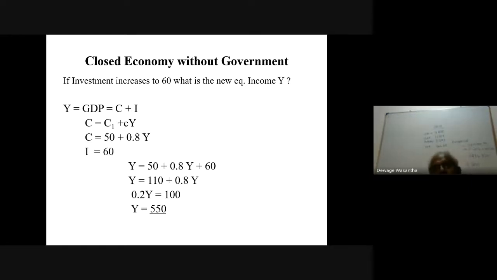What is the new equilibrium income? Earlier investment was 50, and the consumption function is 50 plus 0.8Y. Now investment increases to 60, and the consumption function is the same. Can you calculate? Please calculate. The answer is there, but I want you to calculate. Y equals C plus I, substitute and get 550. I'll give you 5 minutes to understand this. Calculate, prove that it is 550.